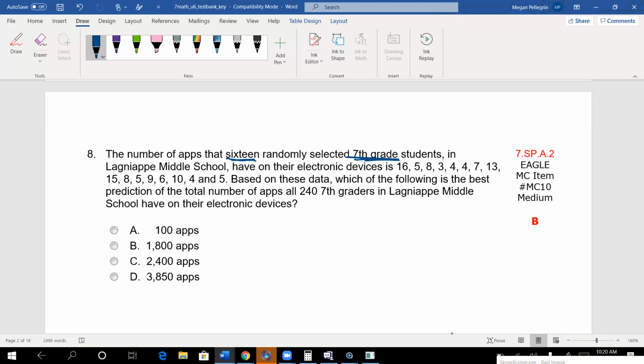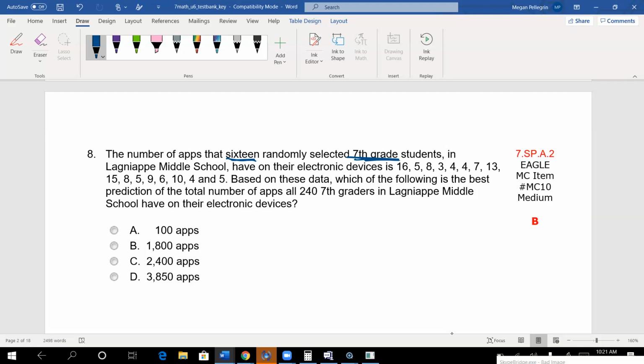The first one had 16 apps, the second one had 5 apps, the third one had 8 apps, and so on. Based on these data, which of the following is the best prediction of the total number of apps of all 240 7th graders in Lanyap Middle School on their electronic devices?